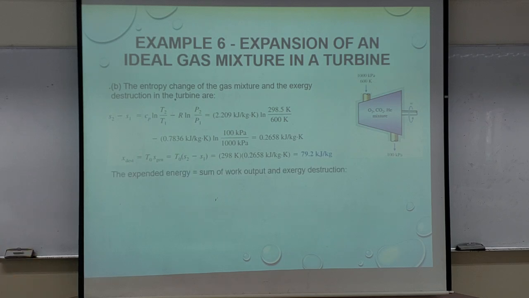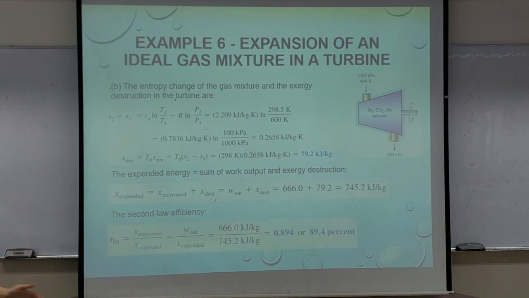So the expended energy, you can see from here. The expended energy, meaning the whole system, how much energy you expend, is actually work output plus this destruction. So the whole system energy consumption is actually this much. But the work output that you get is 66 because you have the exergy destruction. So the second law efficiency is basically how efficient the system is based on this energy calculation.